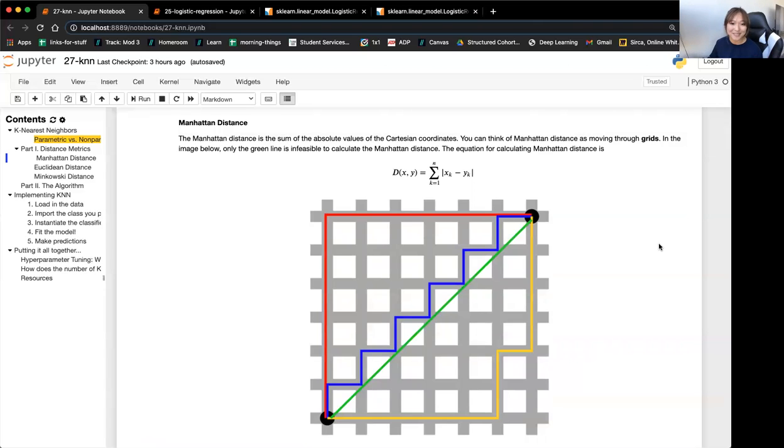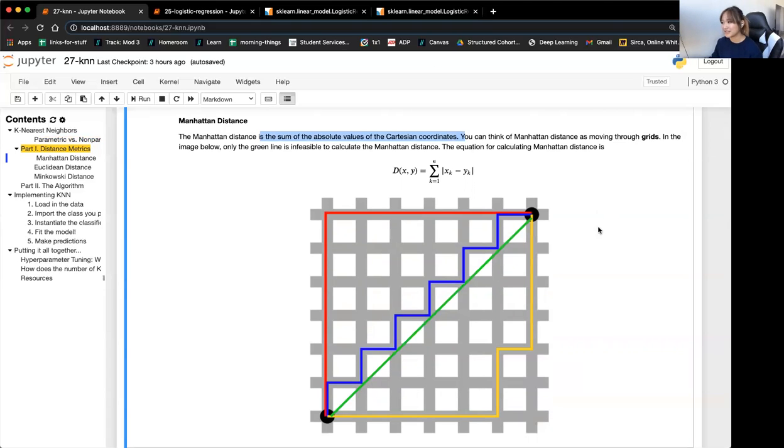It's called Manhattan distance because Manhattan is sort of like a grid. Manhattan distance is basically the sum of the absolute values of the Cartesian coordinates. So with Manhattan distance, if you had a point here and a point here in just two dimensions, all you have to do is measure how far it moved in this direction, and how far it moved in this direction.